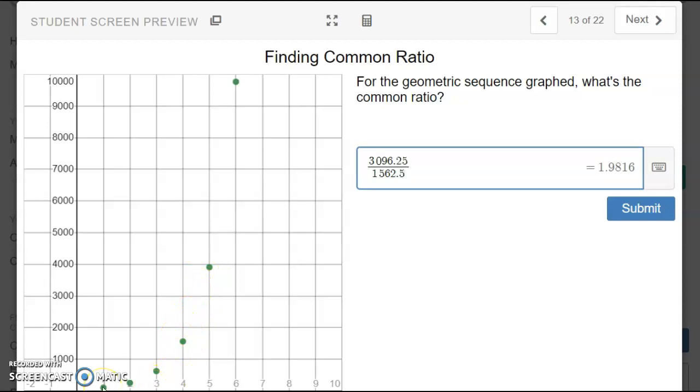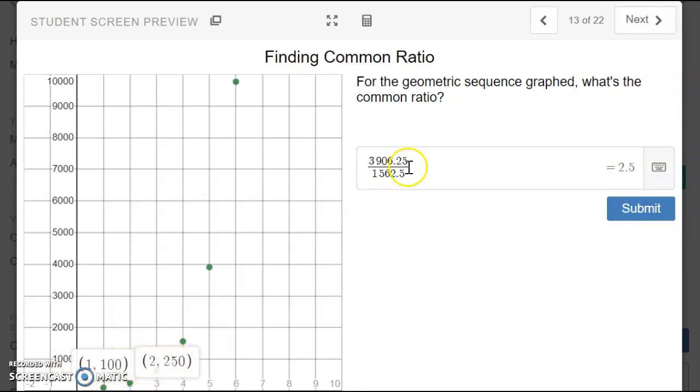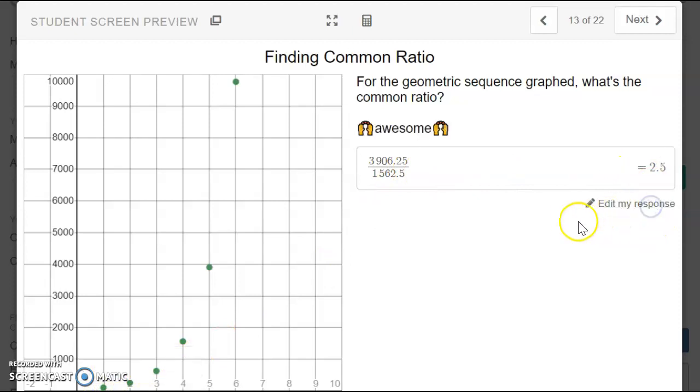I could have picked a sub 1 and a sub 2 and divided the a sub 2 value by the a sub 1 value, like that too. But then, I think I made a mistake somewhere. It's actually 3,906.25, and then it comes out to be 2.5. And I know this is true because 250 divided by 100 is going to be 2.5 as well. So that's my common ratio.